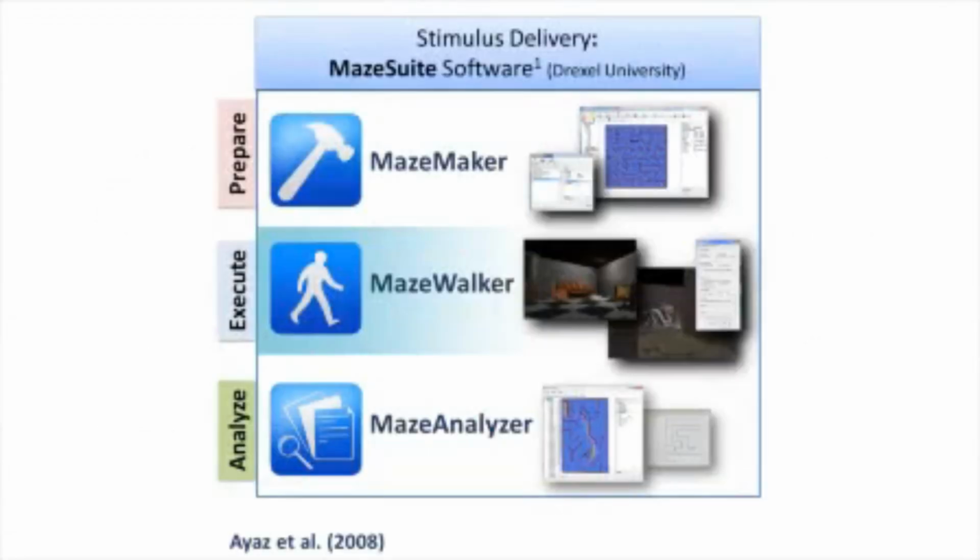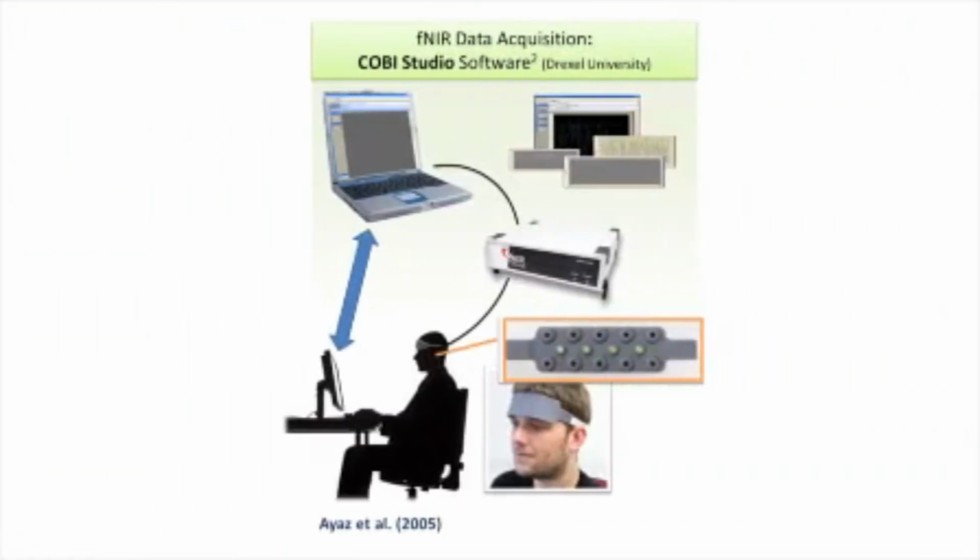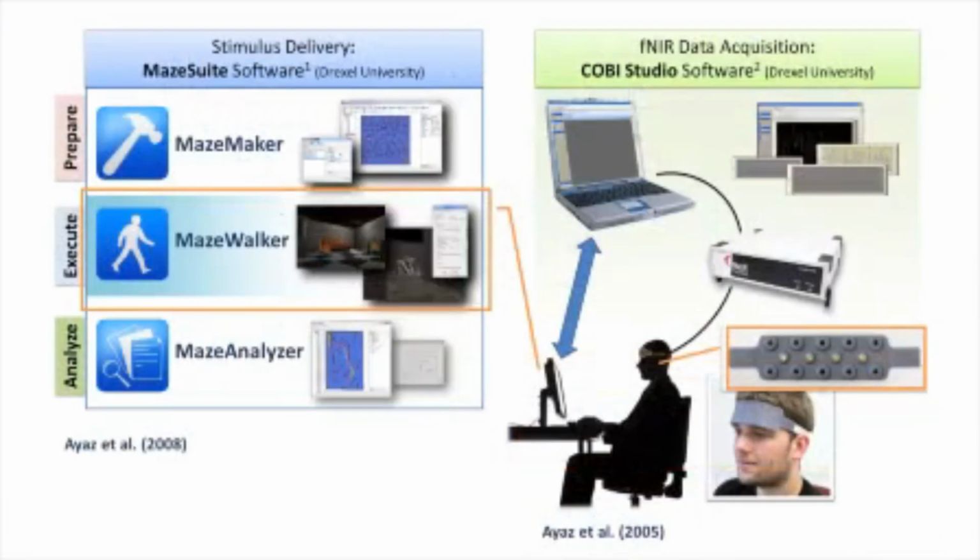Our goal in this presentation is twofold. First, to illustrate the experimental protocol design process and the use of MazeSuite, and second, to demonstrate the setup and deployment of the fNIR brain activity monitoring system. MazeSuite can be used to design and edit adapted 3D environments, as well as track a participant's behavioral performance.